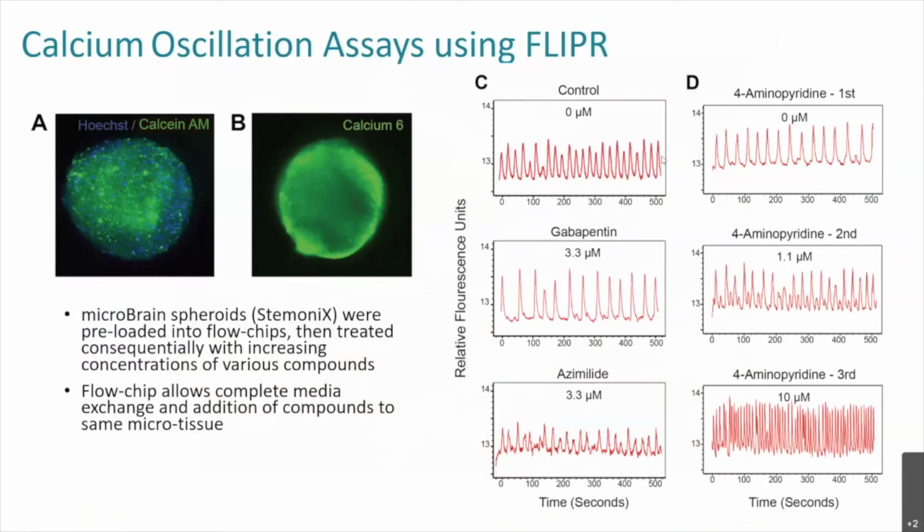So here you can see the example of spheroid, which was treated with increasing concentration of aminopyridine. And here you can see an organoid treated with gabapentin or azimilate. So in addition, you can actually follow up with viability stain, and you can define number of live and dead cells by using imaging as described in a previous experiment.